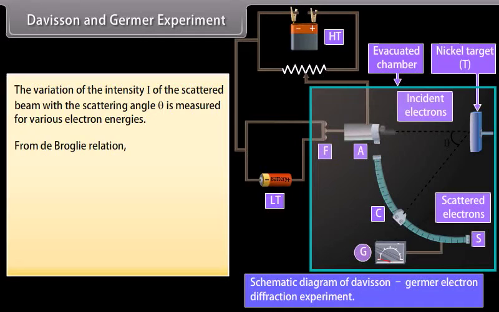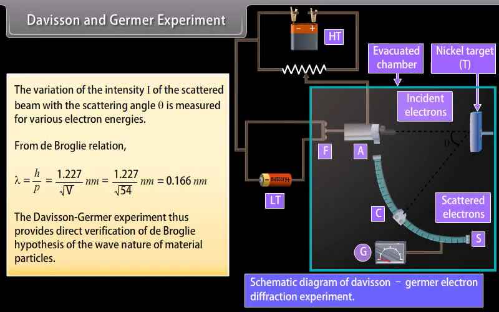For these electrons accelerated through a potential difference of 54 V, lambda equals h by p, which equals 1.227 by square root of V nanometer, which equals 1.227 by square root of 54 nanometer, which equals 0.166 nanometer. The Davisson-Germer experiment thus provides direct verification of the de Broglie hypothesis of the wave nature of material particles.